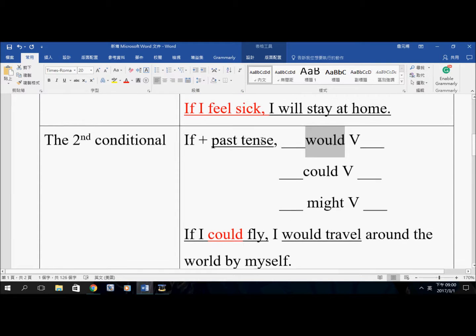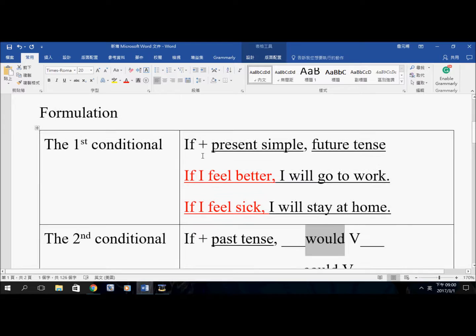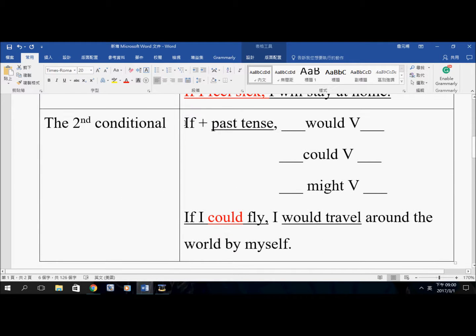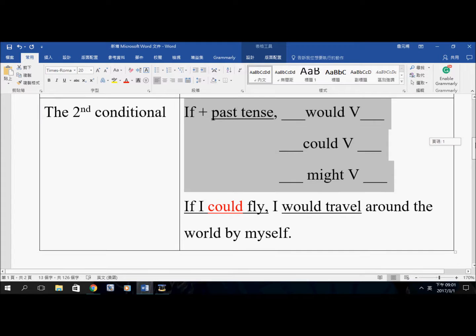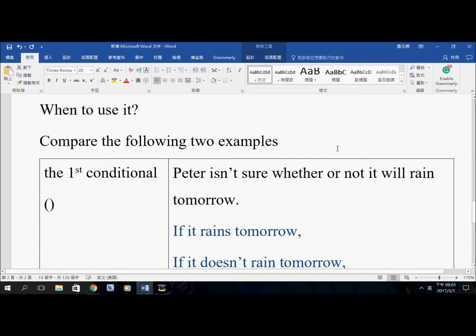So these are the formulations of the first conditional and the second conditional. This is the first conditional, present tense, future tense. Second conditional, past tense, would, could, might with base verbs. So let's talk about when to use them. Really compare by definitions, how are they different? When to use it or when to use them.